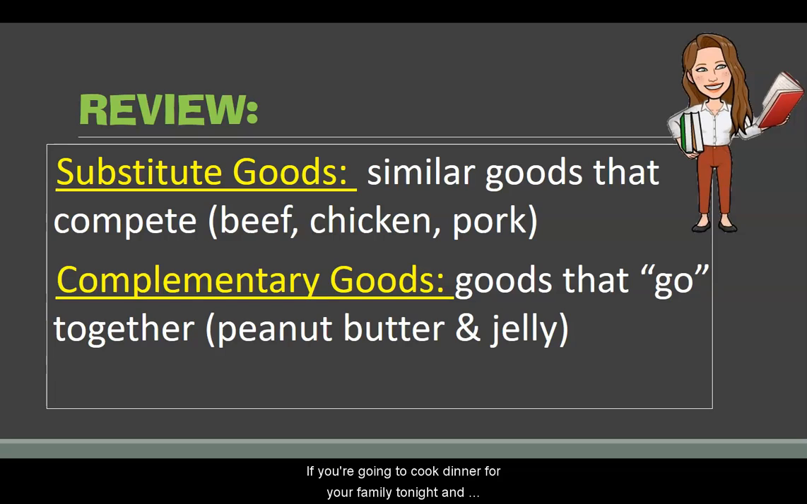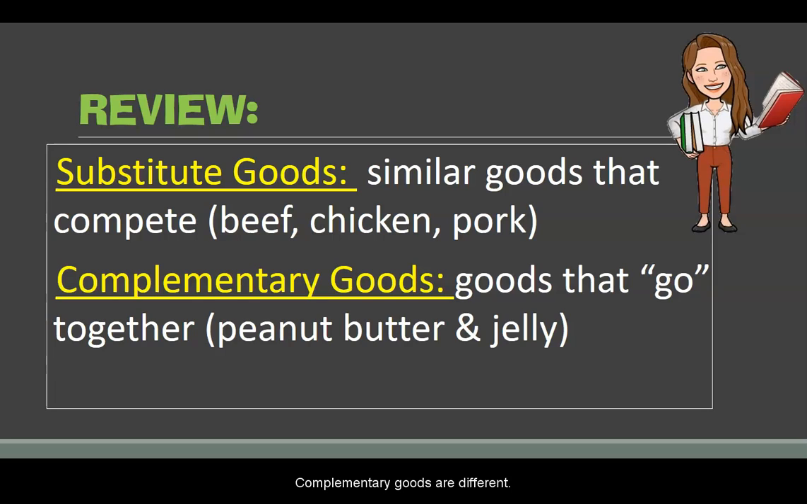If you're going to cook dinner for your family tonight and you already have beef, you're probably not also going to buy chicken and pork, unless that was your original plan. So these types of goods compete directly with one another. Another example is different brands of cars or different brands of carbonated beverages such as Coca-Cola, Dr Pepper, and Pepsi. If you're drinking one, you're probably not drinking the others right now, or in general if you have a favorite. So substitute goods: if the demand for one increases, the demand for others decreases. It's an inverse relationship. If one goes up, the other goes down because they're in complete competition with each other.